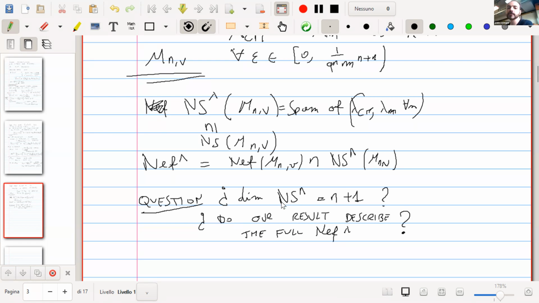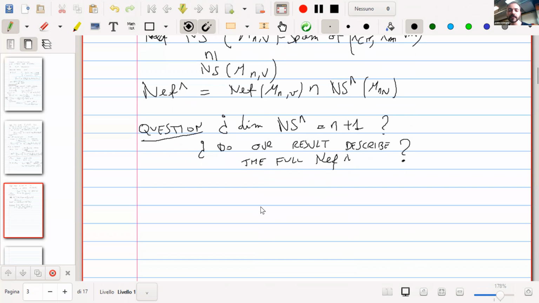Both are true for curves, when n is equal to 1. In general, for the first question, we can prove something under some condition. For the second, we don't know anything, not even about surfaces. So our result describes a subcone of the Nef lambda cone. We don't know if this is everything or not.